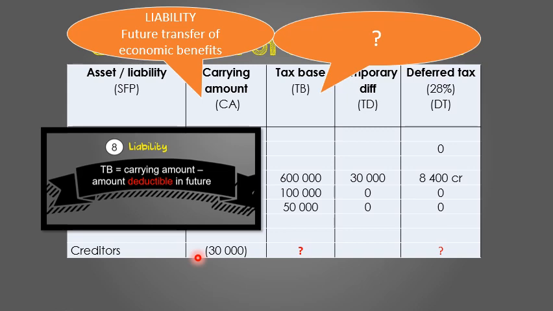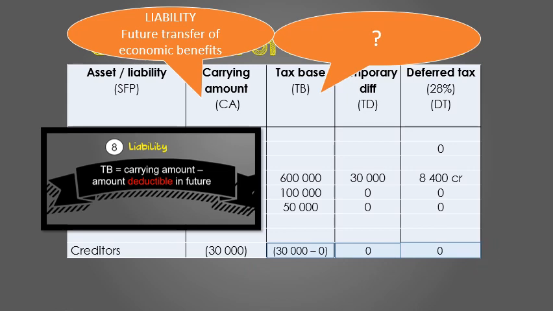Now in future, when we pay these creditors, we will not be able to deduct these payments for tax purposes because we were already able to deduct the purchase of whatever it is that we purchased from the creditors on the day that the transaction happened. So when we in future now pay these creditors, there will not be a deduction. So therefore the tax base will be the carrying amount less 0. Nothing will be deductible in future. So that gives us then a 0 temporary difference and a 0 deferred tax, which makes sense.